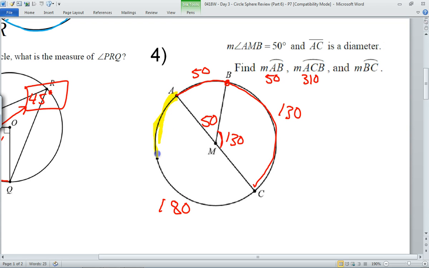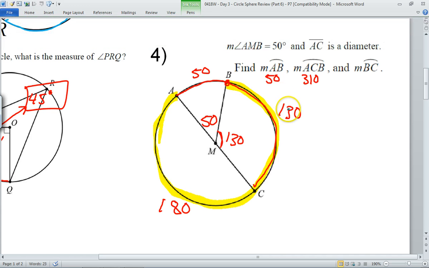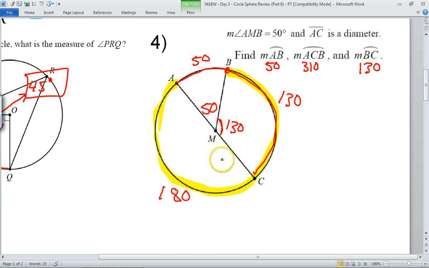ACB goes around the long way from A past C and all the way back around to B. So it's the whole circle except for the 50. So you could have started with 360 and then subtracted 50. So 310. Any questions right there? What's the measure of BC? 130. Yeah, 130. We already did that. So that's number 4. Any questions about number 4? Okay. Moving on.